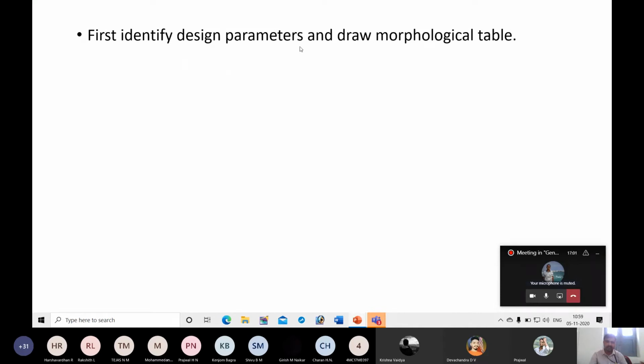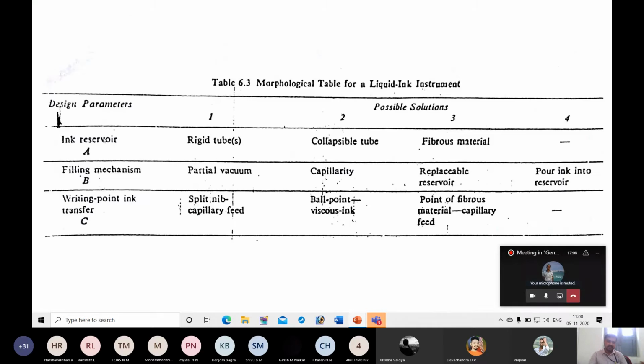First, identify design parameters and draw the morphological table. Okay, that was done. Three design parameters were chosen for this example and the morphological table was constructed. How many possible solutions are available in this morphological table? How many combinations can you get? 36. Okay, 3 into 4 into 3. Totally you are going to get 36 combinations.